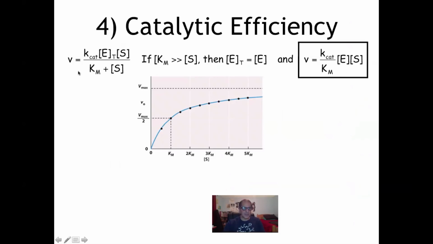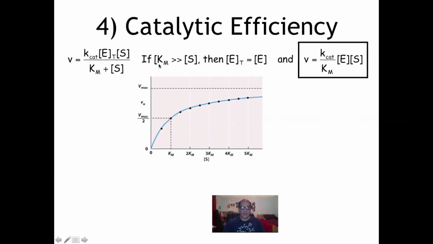So here is the familiar Michaelis-Menten equation. The velocity, or the initial velocity of an enzyme catalyzed reaction, is equal to kcat times the total enzyme concentration times the substrate concentration divided by the Michaelis constant Km plus S. Okay, and the Michaelis constant Km is really just the concentration of substrate that gives you half maximal reaction velocity.